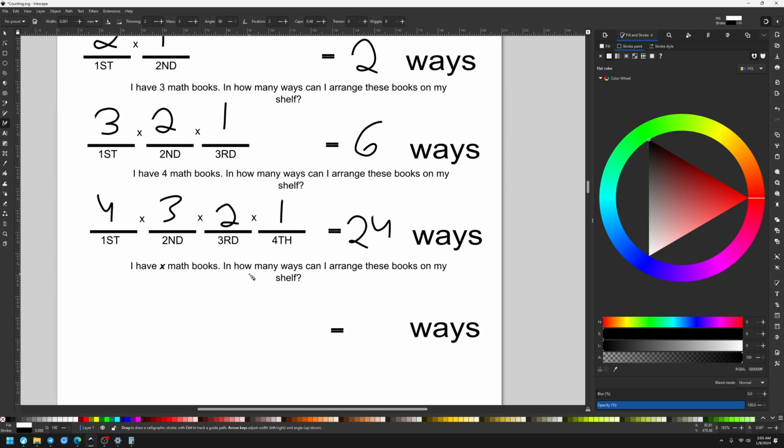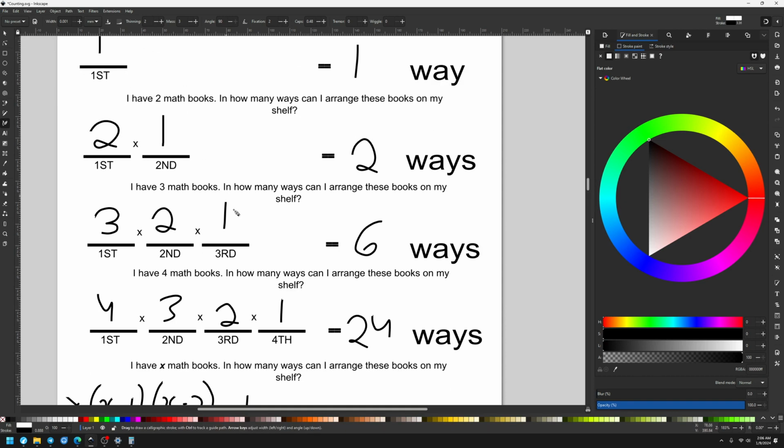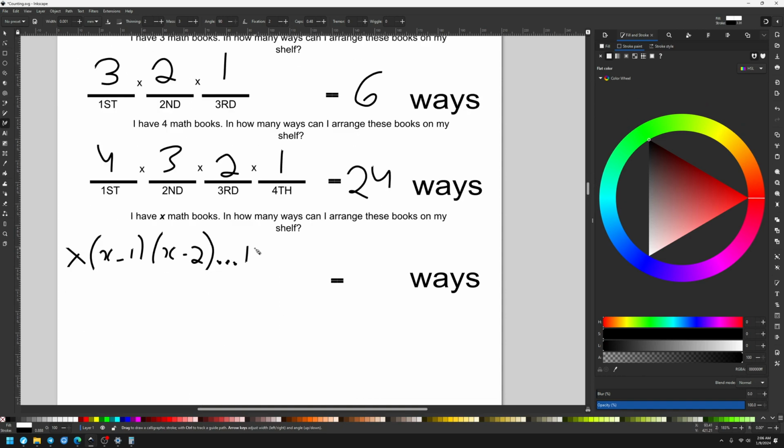I have X math books. How many ways can I arrange these books on my shelf? Okay. Let's treat X as a normal number. X times (X minus 1) times (X minus 2). And notice that this is exactly what we were doing for the previous problems: 4 times (4 minus 1) times (4 minus 2). And we're going to keep going until we get to 1, because in all these problems, we kept multiplying until we got to 1. And this notation is known as factorial. So the answer is X factorial.